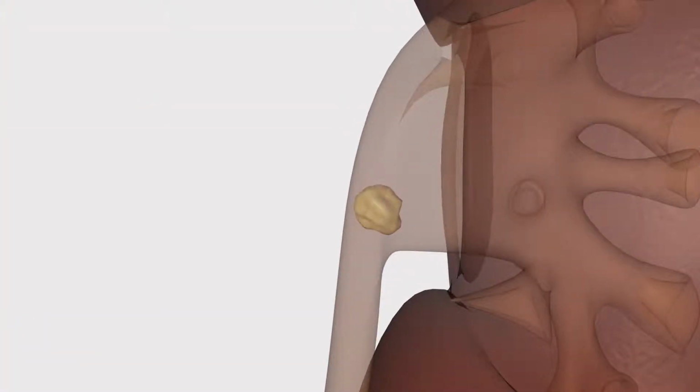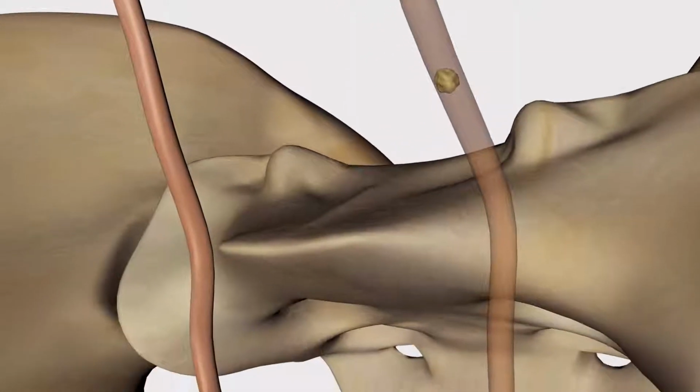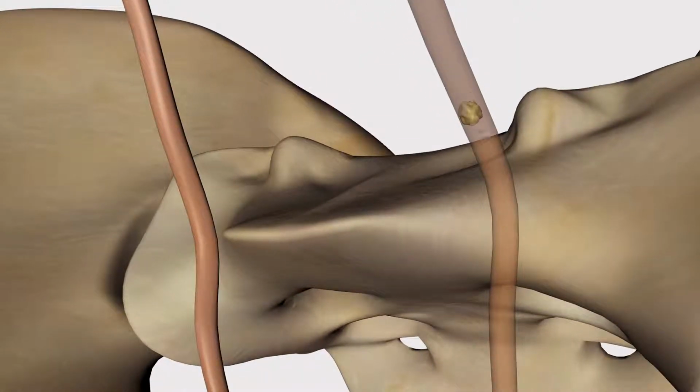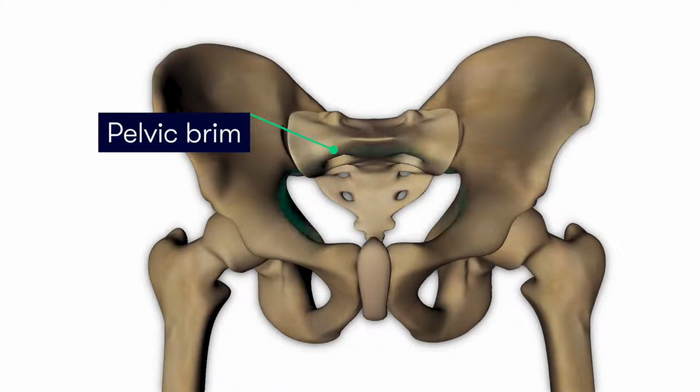Then moving inferiorly, the next common location to find a stone is in the distal ureter, at the point at which it narrows as it crosses the pelvic brim. The pelvic brim, as you can see, is the edge of the pelvic inlet and marks the opening into the lesser pelvis, in which we find the urinary bladder.